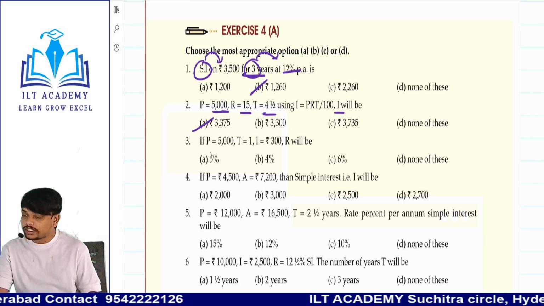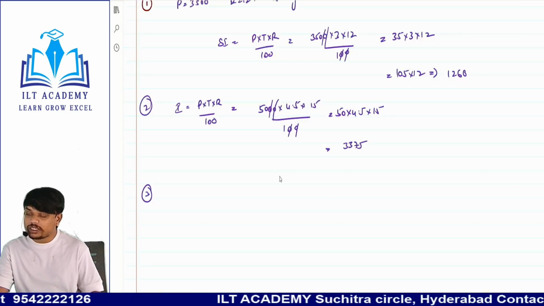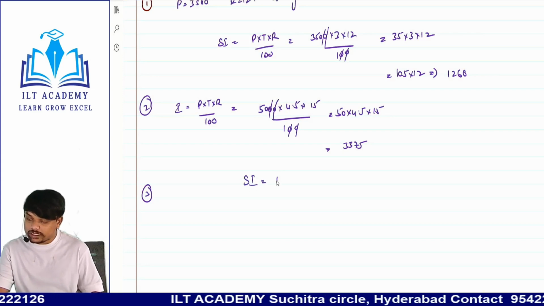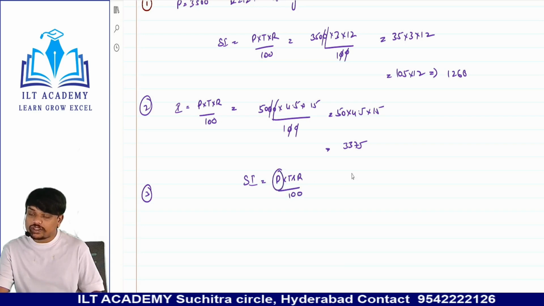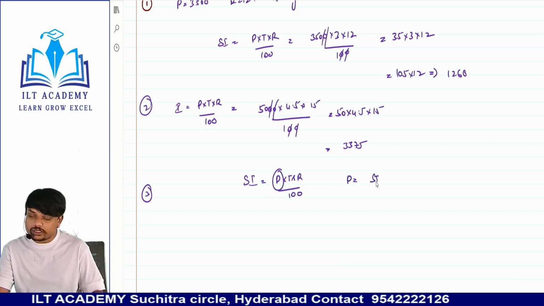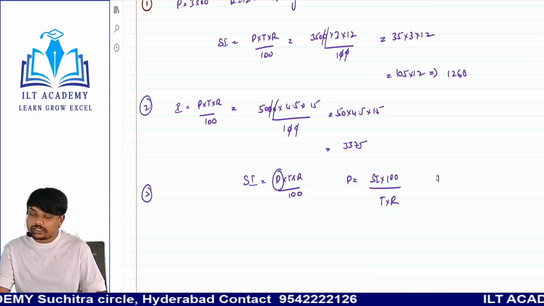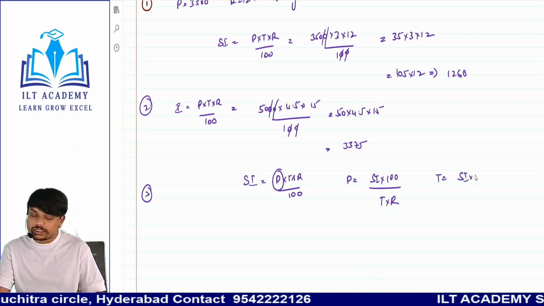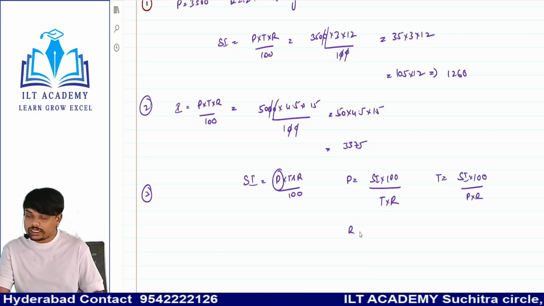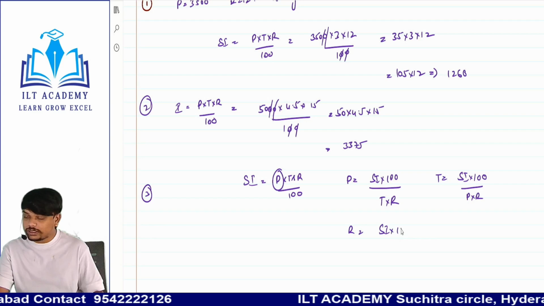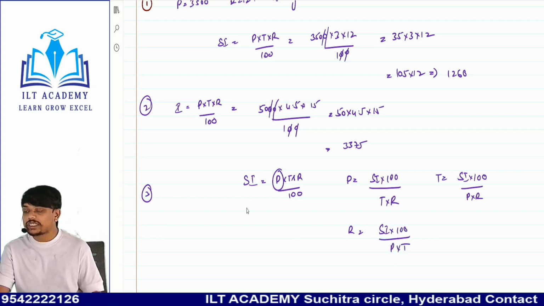Third one: if P is equal to 5000 and T is equal to 1, interest is 300, then R will be what? Let us understand a few formulas. Simple interest is equal to P into T into R upon 100. Now what if they ask for principal? What we need to do? Simple interest into 100 upon time into rate. Time is equal to simple interest into 100 by principal into rate. Rate is equal to simple interest into 100 divided by principal into time. These are the basic formulas.